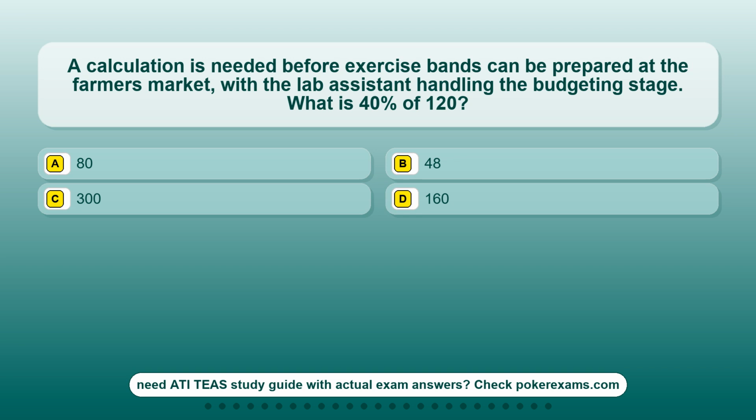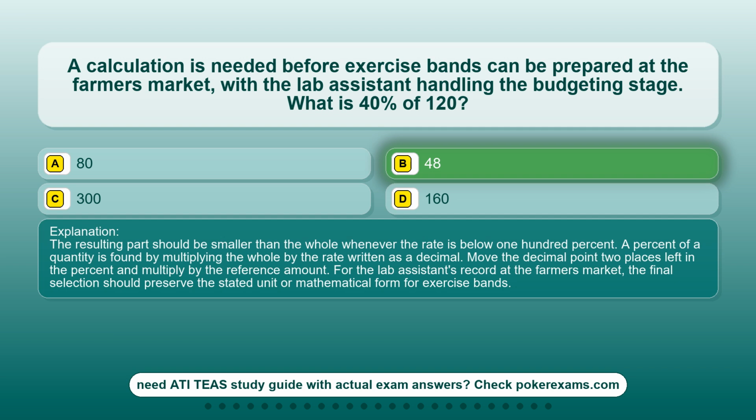A calculation is needed before exercise bands can be prepared at the farmer's market, with the lab assistant handling the budgeting stage. What is 40% of 120? Option A, 80. Option B, 48. Option C, 300. Option D, 160. The correct answer is option B, 48.